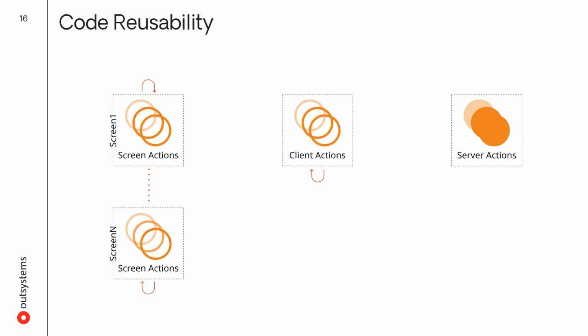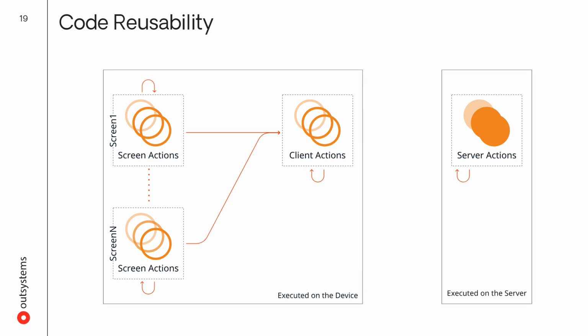Similarly, client actions may reuse, or call, other client actions. The same is also true for server actions. A server action may call itself or other server actions. As mentioned before, a screen action from one screen cannot call a screen action from another screen. However, screen actions may call client actions. Both screen actions and client actions execute on the device, while server actions execute on the server.